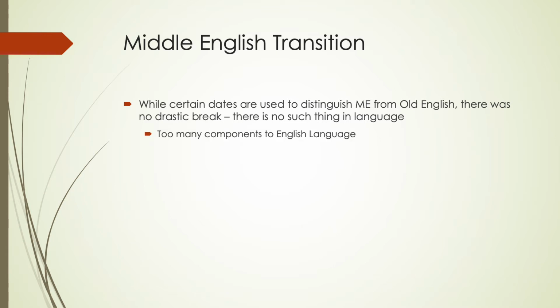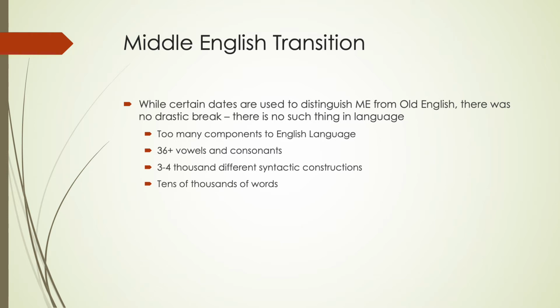And there's way too many components to the English language to expect everything to change at the same time anyway. We have over 36 different sounds. We have several thousand different possible syntactic constructions. At the time, there were tens of thousands of words. Now we have hundreds of thousands of words as we've continued borrowing different words. So a dramatic shift would make language incomprehensible. These are things that happen very slowly and very continuously over time.